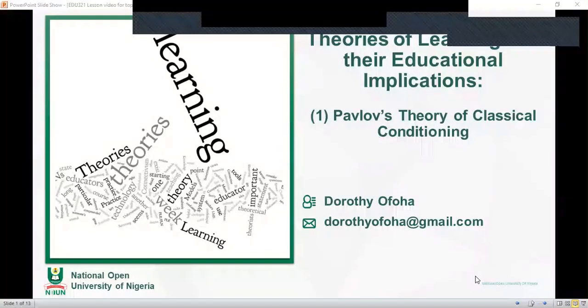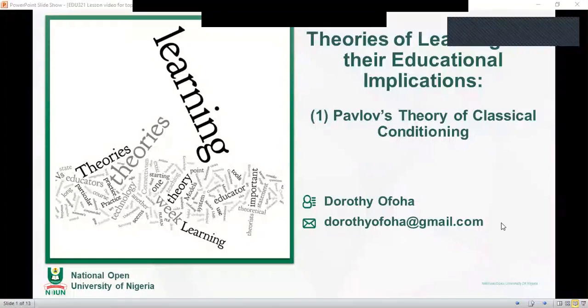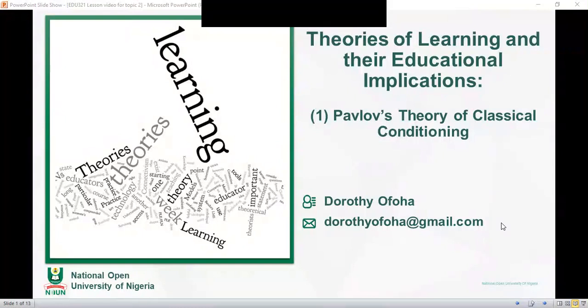Like I said, the topic for today's lesson is theories of learning and their educational implications. I have as the subtitle there, Pavlov's theory of classical conditioning. Among all the theories, we are starting off with Pavlov's theory of classical conditioning. That's why I have it as number 1. So what are the learning objectives?